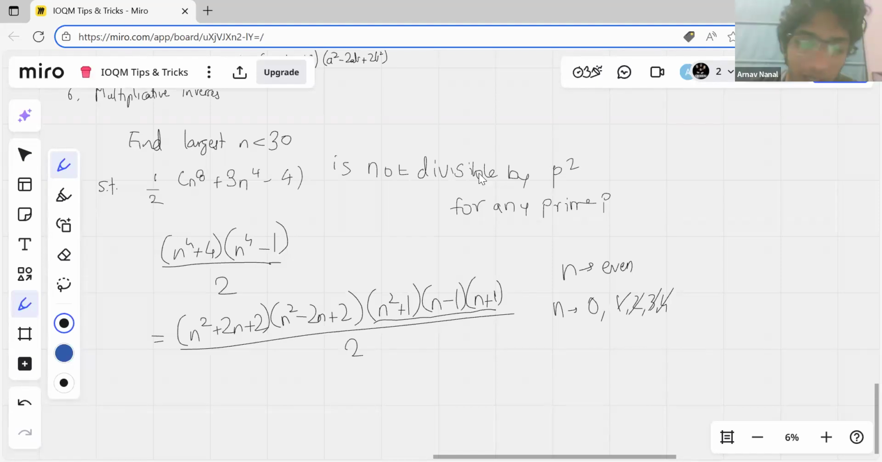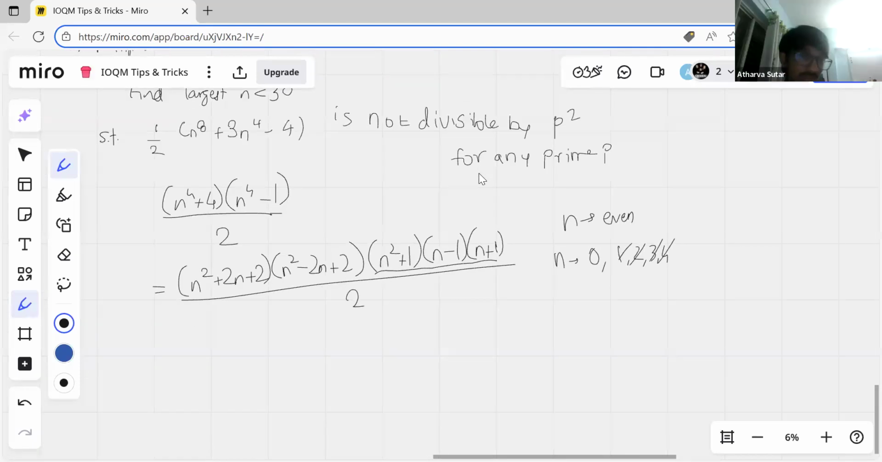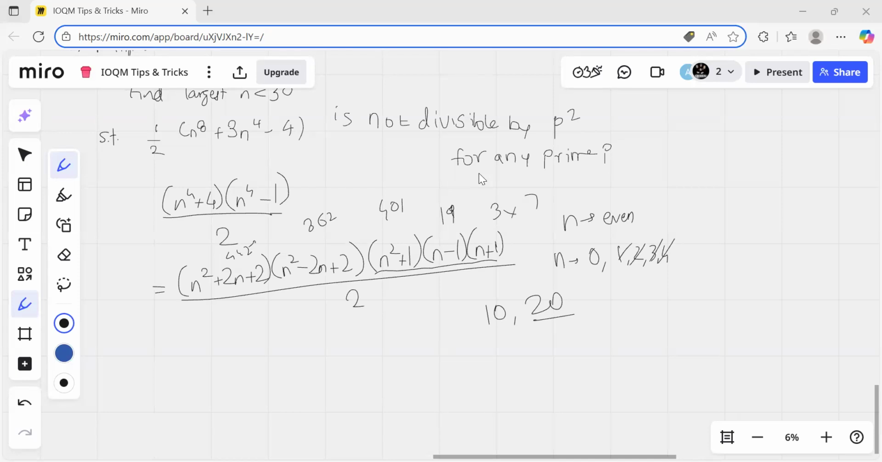So you get 5 divides n, and now just check for 10 and 20, and you will be done. You take 10 and 20 and you get that 20 actually works. I'll just do it quickly. 3 into 7, this would be 19, this would be 401, this is 362 and this is 442. You just factorize this quickly and you get that this actually works out.